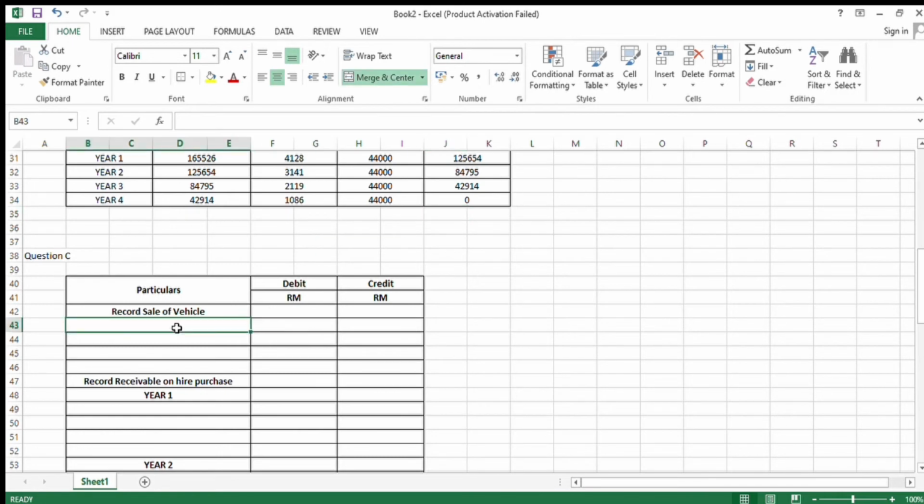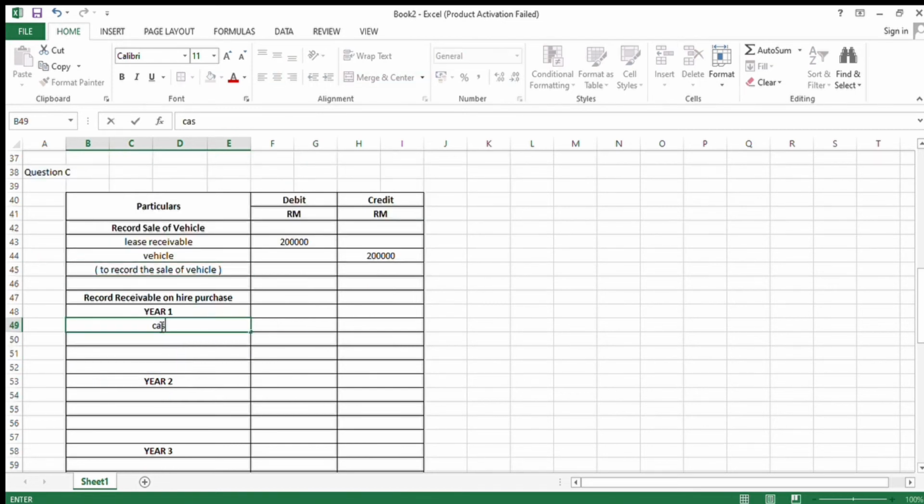So now the last question that we have to solve is to prepare the journal entries. Firstly, we record the sale of vehicle, which is debit lease receivable 200,000 and credit vehicle 200,000. The reason we record this is to record the sale of vehicle.